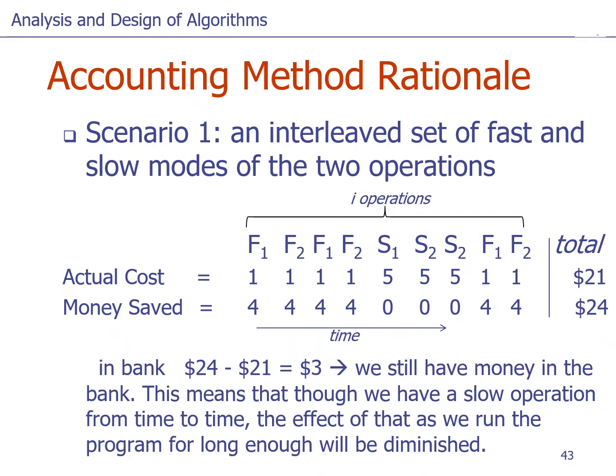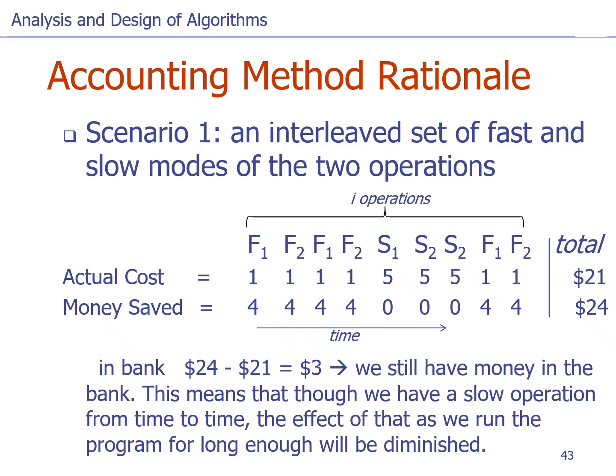Let's say that we had the following interleaving of fast and slow versions of operation 1 and operation 2. So F sub 1 means operation 1, the fast version, F sub 2 means the fast version of operation 2, and then followed by F sub 1, which means the fast version of operation 1, then F sub 2, then S sub 1, which is the slow version of operation 1, followed by S sub 2, and then again S sub 2. So we did two slow versions of operation 2, and then two fast versions, one for operation 1, and we conclude with operation 2, the fast version. Okay?